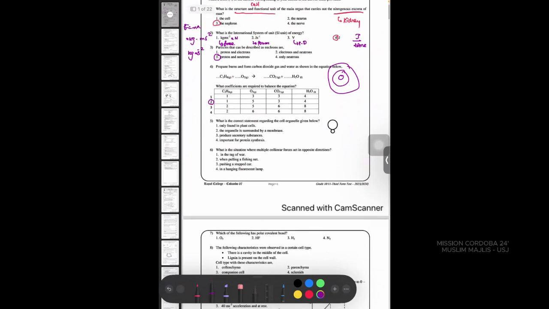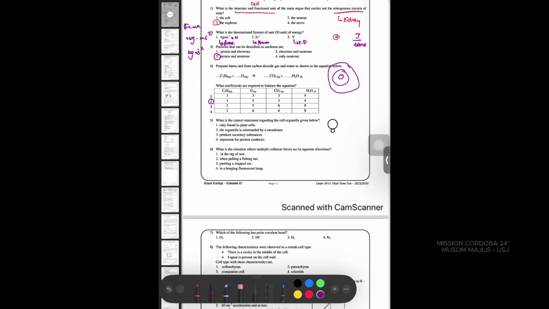Okay. Next one, which is the correct statement regarding the organelle given below? What is an organelle now? They are the structures that are found within the cell.